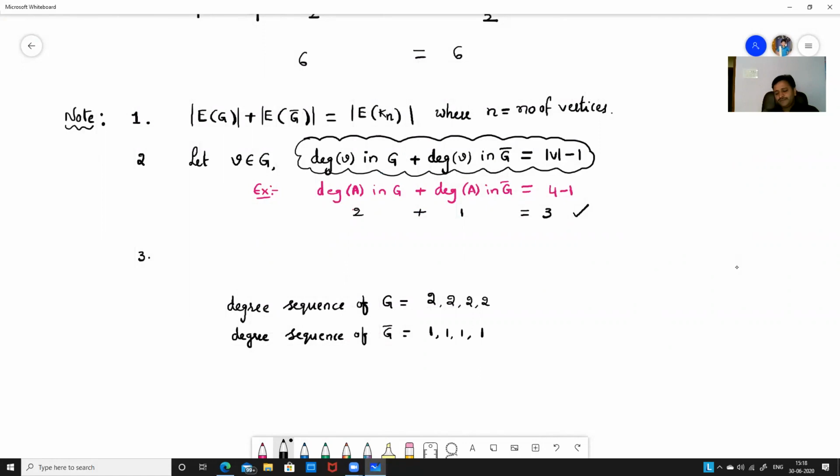Actually, why I'm discussing this point, please remember this point. From the exam point of view, they will provide the degree sequence of the given graph and they will ask what is the degree sequence of its complement. What is the degree sequence of its complement? In that case, you can use the formula.